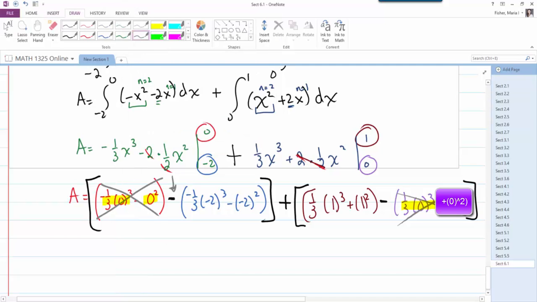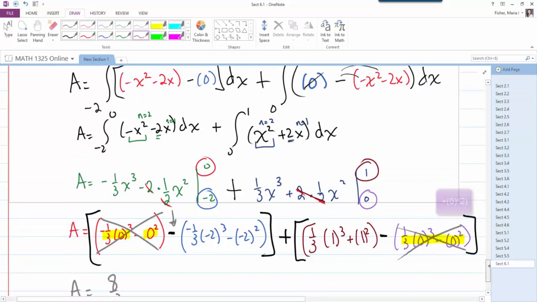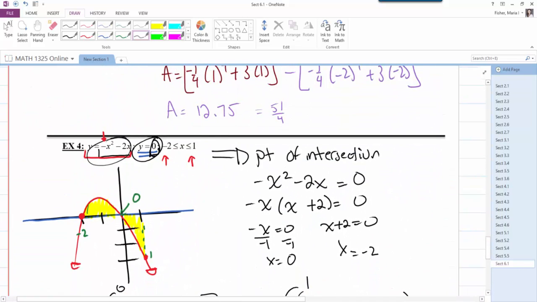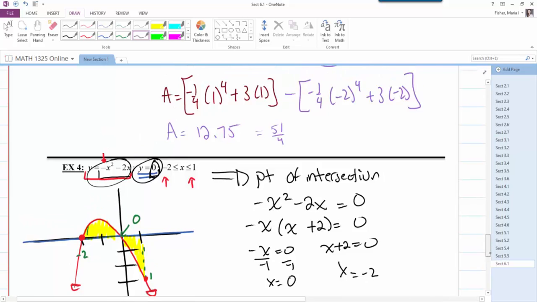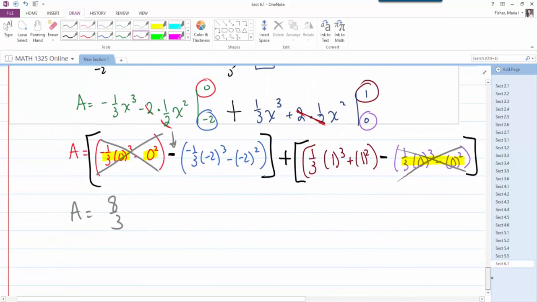So the area bounded by the curves of this negative x squared minus 2x, y equals 0, from negative 2 to 1. Remember, we had to switch here at 0. We had to have two different area calculations because the top curve wasn't always the same. Well, that area ends up being 8/3. That's it for section 6.1.